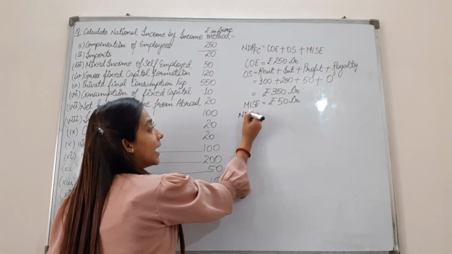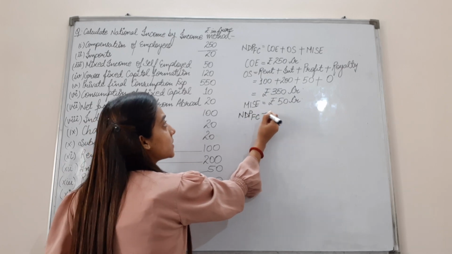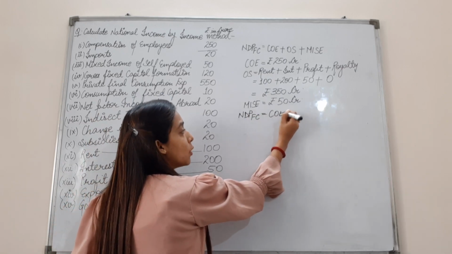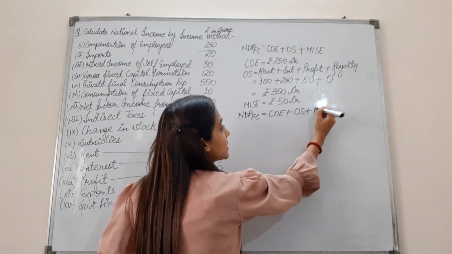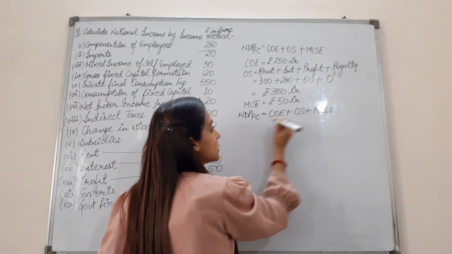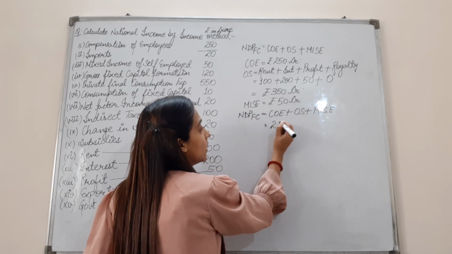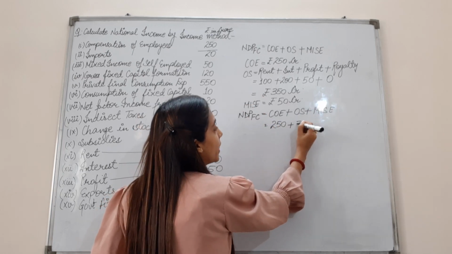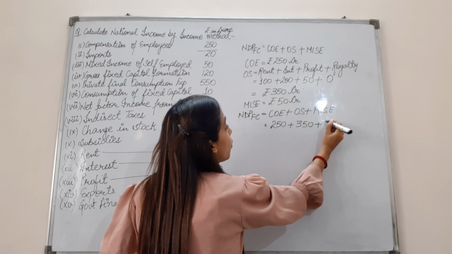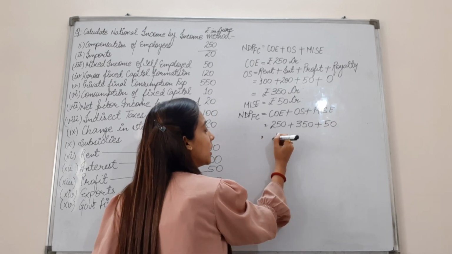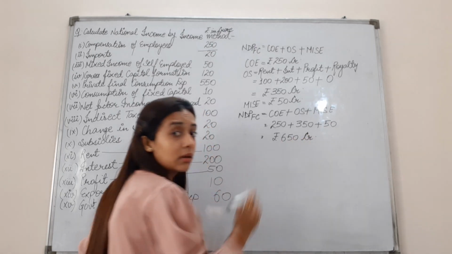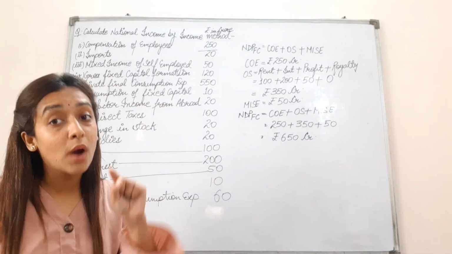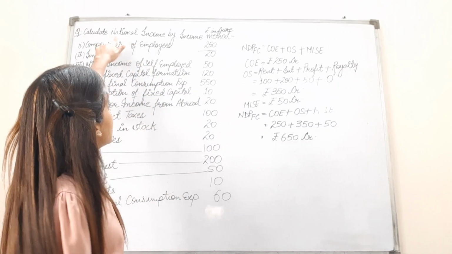So NDP at FC is equal to COE plus OS plus MISE. What is COE? 250. What is OS? 350. And what is MISE? 50. It will be rupees 650 crore. What you have to calculate in the question? National income.